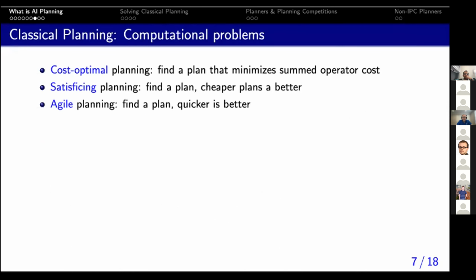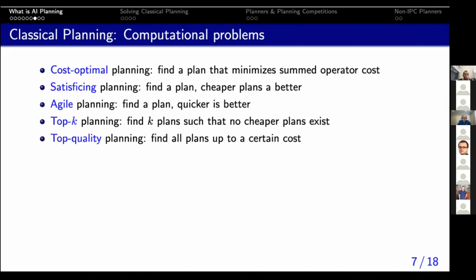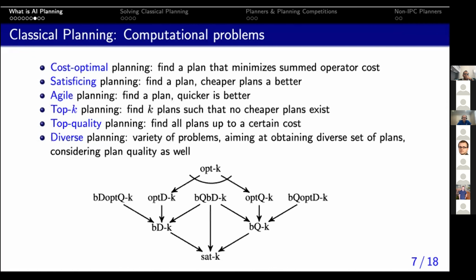In agile planning, we care only about how quickly a plan can be found. Top K planning generalizes cost optimal planning, requiring to find K plans of top cost. Top quality searches for all plans, possibly modulo some equivalence criteria, up to a certain cost bound. Diverse planning deals with both plan quality and pairwise diversity, defining a variety of computational problems, considering satisfying, bounded, or optimal solutions on any of the two axes.